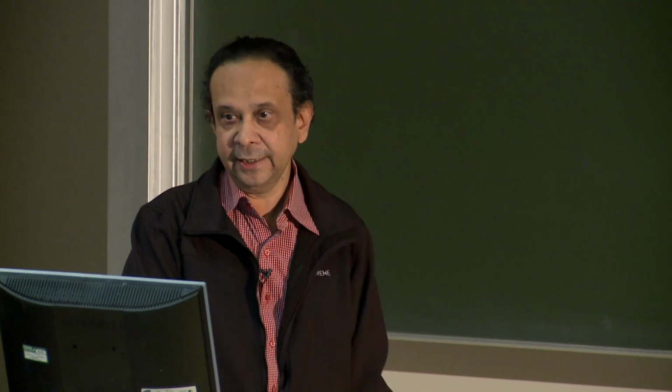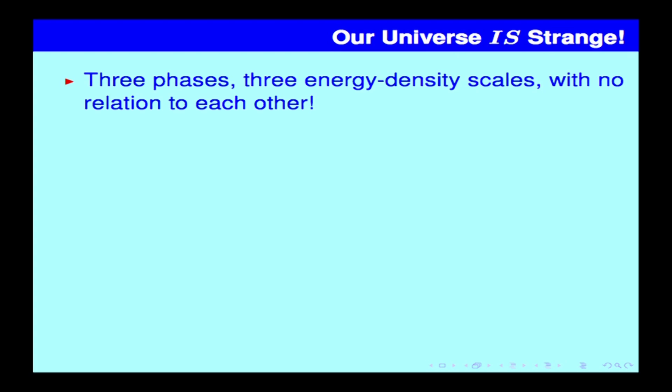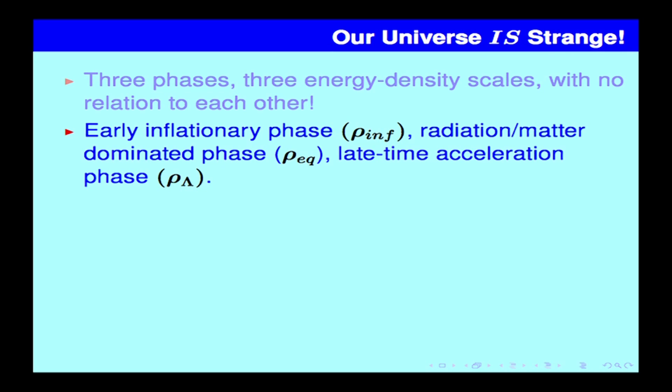Okay, so the first point which I tried to convince you of yesterday is that our universe, when you describe it properly in terms of genuine constants, is rather strange. It has three phases: the inflationary phase, then the radiation and matter phase, and the late time acceleration phase. And in the current thinking, there is absolutely no relation between them.